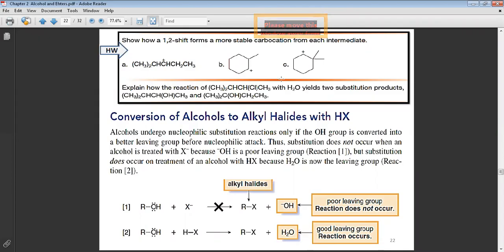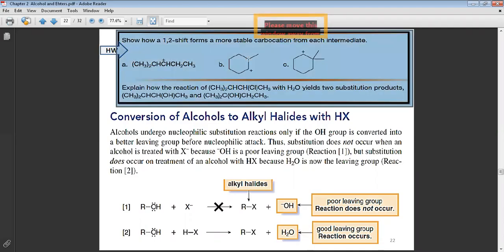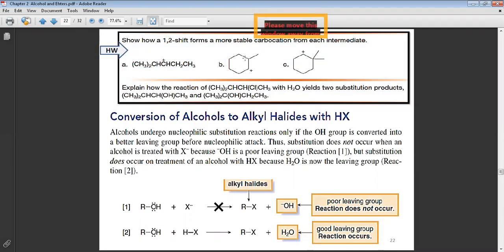Now this, methyl side, hydride. We have hydrogen here, on this carbon we have hydrogen. The hydrogen will move to here, and the positive charge will move to here to become a tertiary carbocation. This is a methyl shift, and this is a hydride shift.